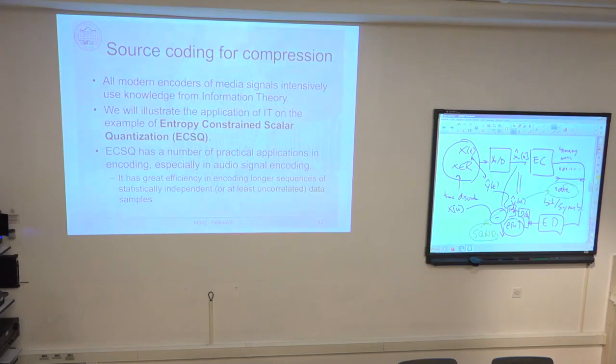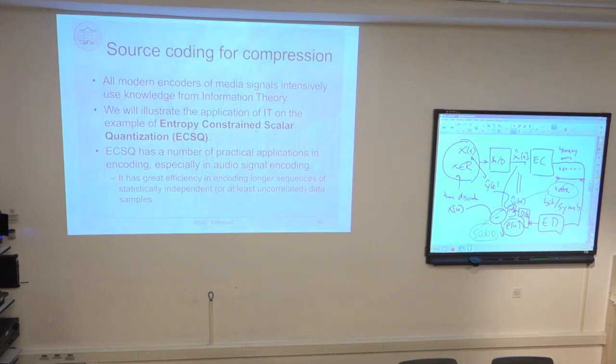And in our course, since we have a limited number of hours we can dedicate to this topic, we will introduce the simplest version of this entropy-based coding. It is called entropy-constrained scalar quantization, or the abbreviation is ECSQ. It follows exactly the diagram I have shown on the whiteboard.